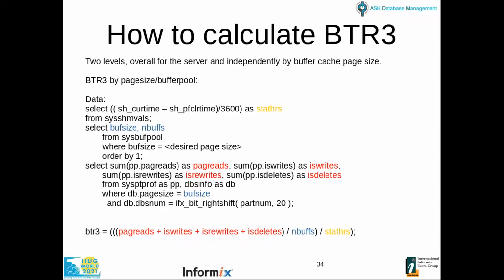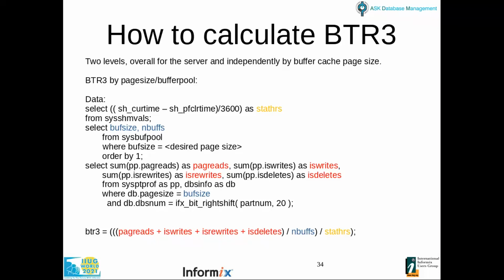At this client, though, no matter what we did, the BTR was always over 50 for one of their page sizes. So I think it was the 2K cache. It was always over 50, no matter what we did, no matter how big we made the cache. It never changed.